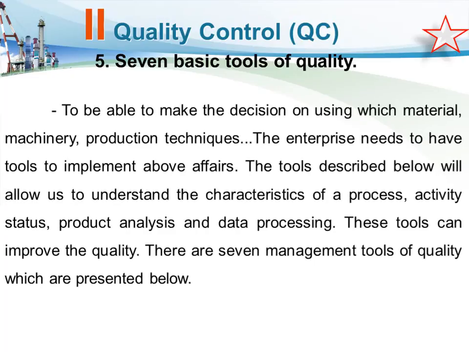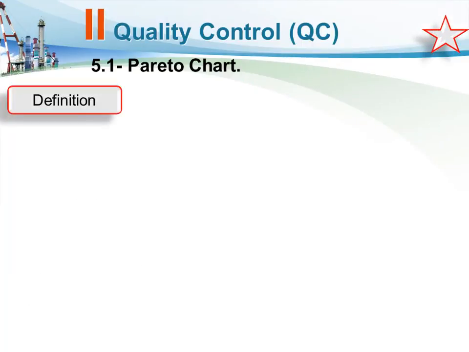Now we will go to the fifth content, the 7 basic tools of quality. To be able to make the decision on using which material, machinery, production technique, the enterprise needs to have tools to implement above affair. The tools described below will allow us to understand the characteristics of a process, activity status, product analysis, and data processing. These tools can improve the quality. There are 7 management tools of quality, which are presented below and have been used in their own way.